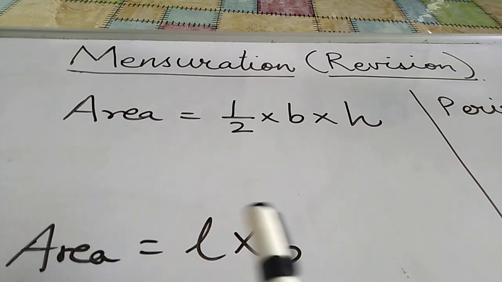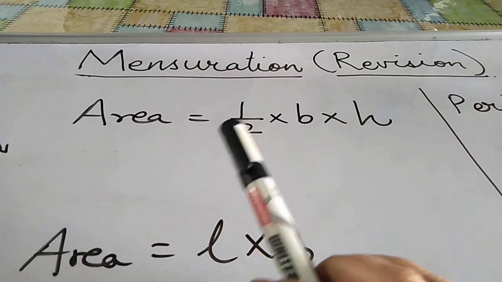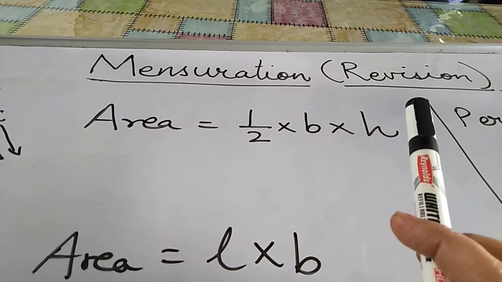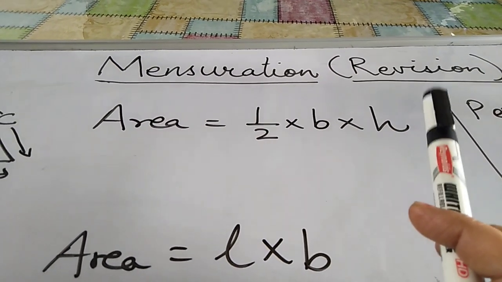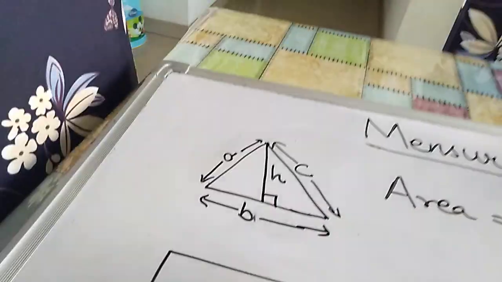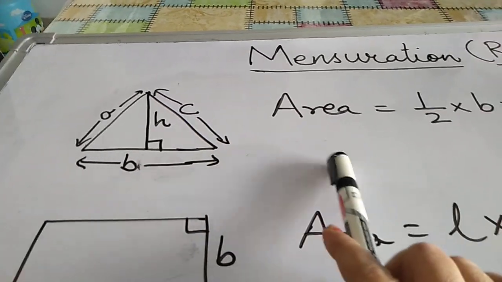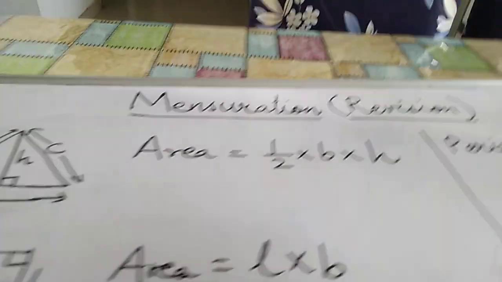Good morning, students. Today I'm going to revise mensuration and I'll be revising all the formulae with you today, okay? Based on exercise 18.1. So, first of all, in your book they have started with area of a... you all know the concept of area and perimeter.